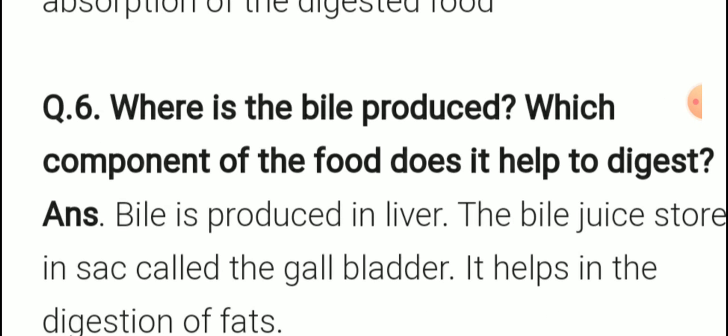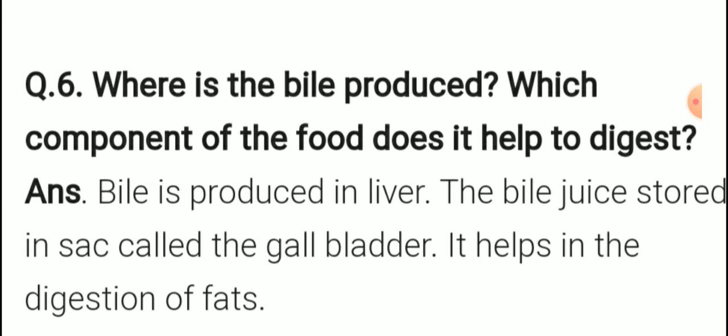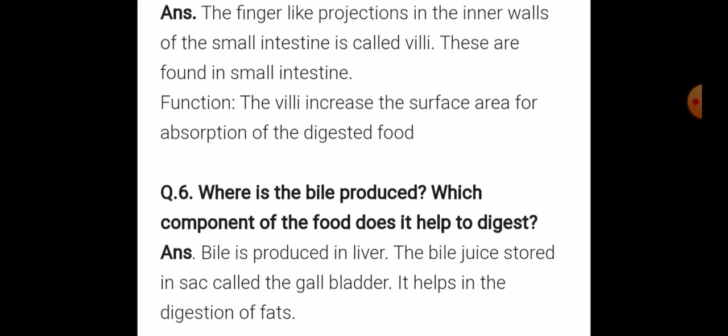Next, where is the bile produced? Which component of the food does it help to digest? The bile is produced in the liver. The bile juice is stored in a sac called the gallbladder. It helps in the digestion of fat. Okay.